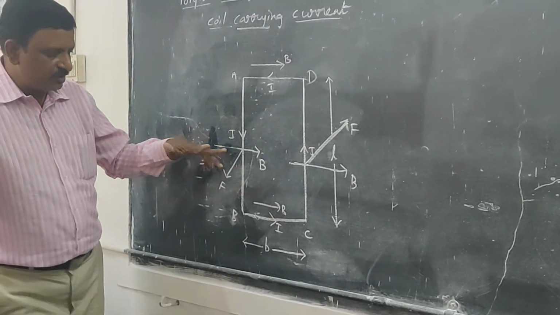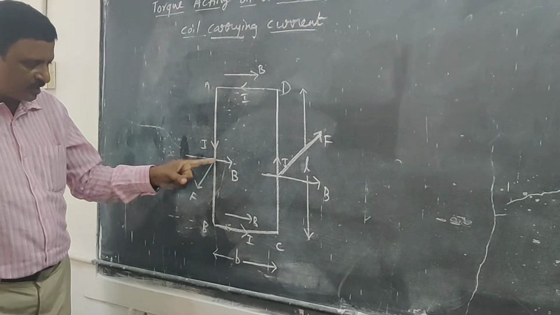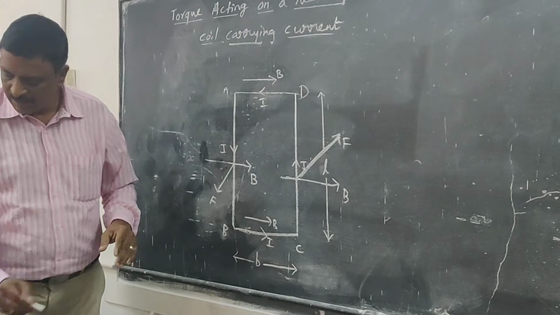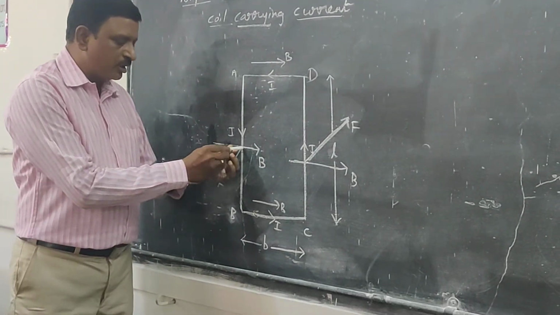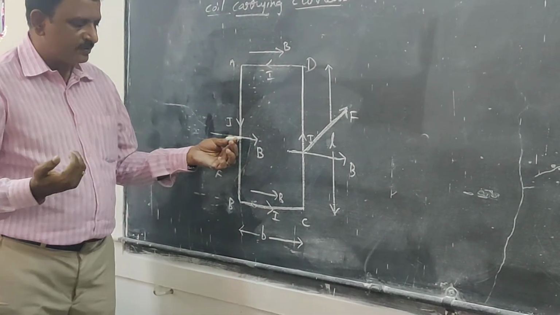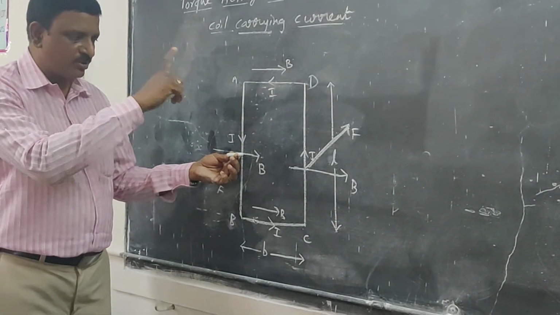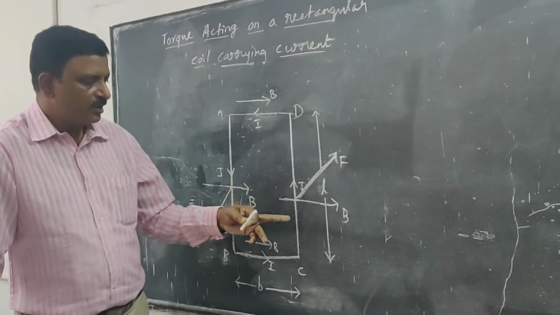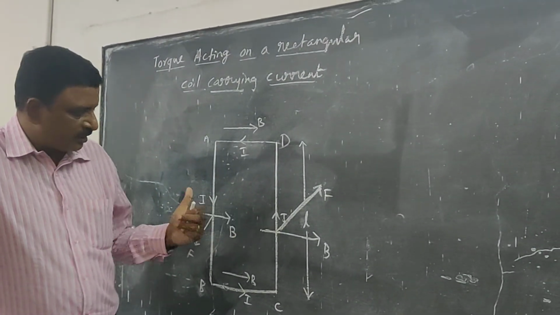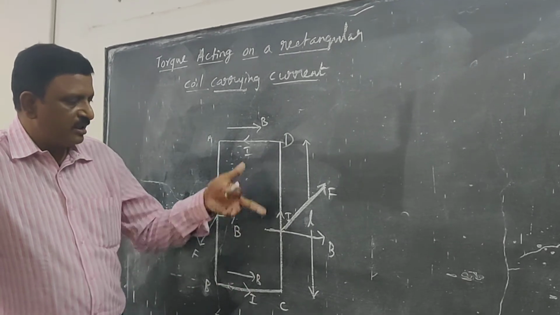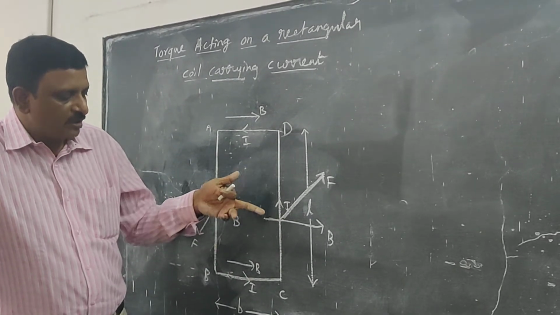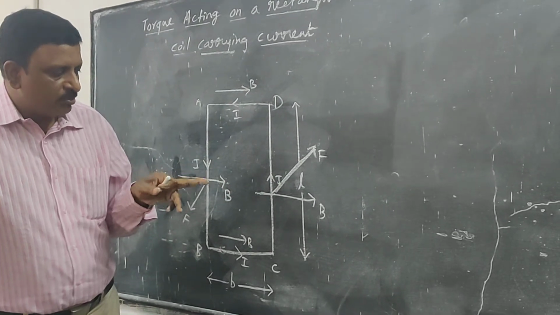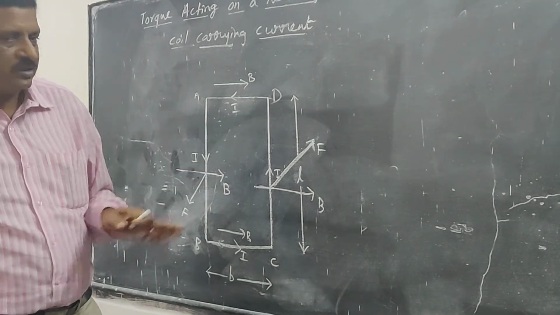In 3-dimensional, imagine that the force is acting perpendicular to the plane of the blackboard and outwards. Similarly, if you apply Fleming's left hand rule on the other length side, the direction of force will be acting perpendicular to the plane of the blackboard and inwards.